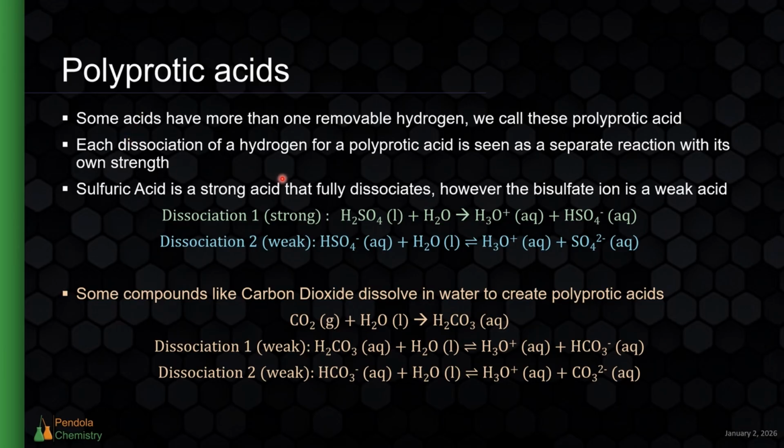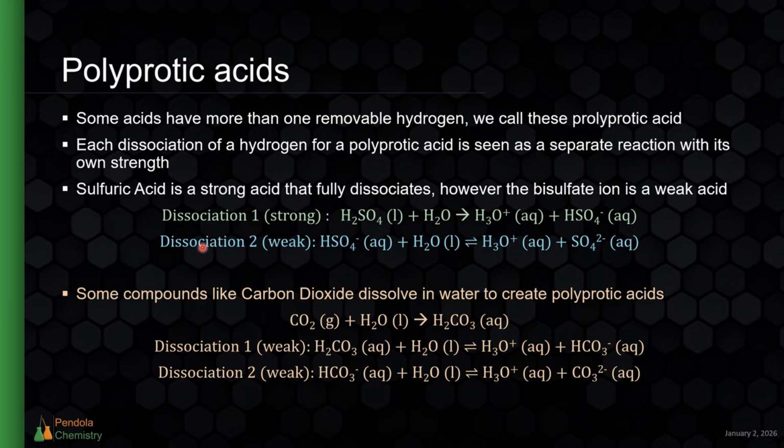Each dissociation of a hydrogen for a polyprotic acid, though, is seen as a separate reaction with its own strength. Sulfuric acid is a perfect example of this. When sulfuric acid dissociates, it actually dissociates in 2 steps. First, the sulfuric acid, H2SO4, has 2 hydrogens that are removable, reacts with water, and it gets rid of only one of those hydrogens. So H2SO4 gets rid of one hydrogen with one water, creates hydronium, H3O+, and the HSO4 minus ion. So notice how it only got rid of one of those 2 hydrogens to create HSO4 minus.